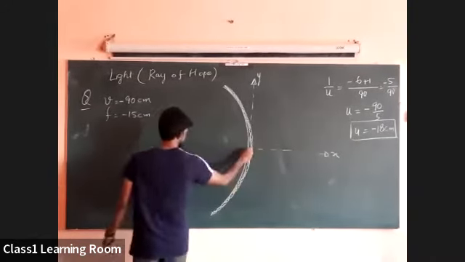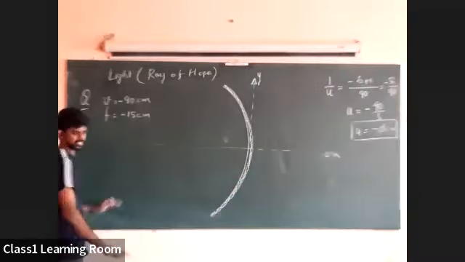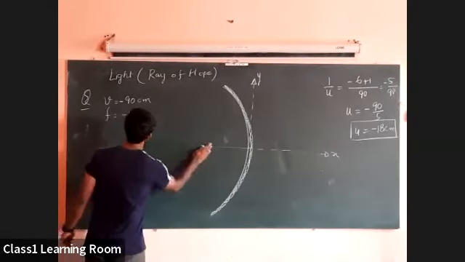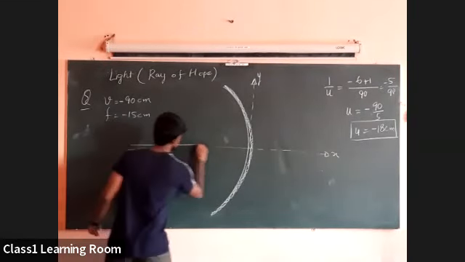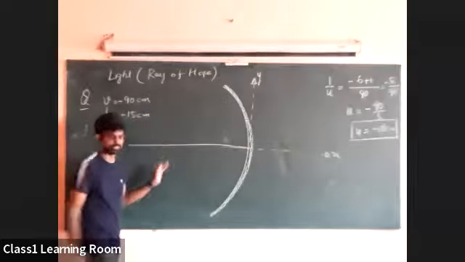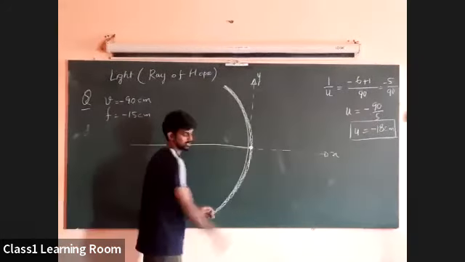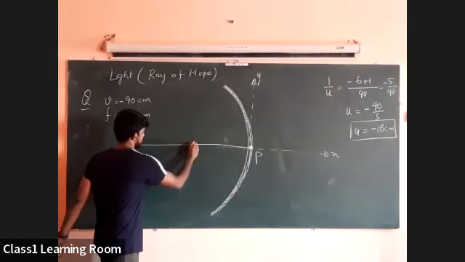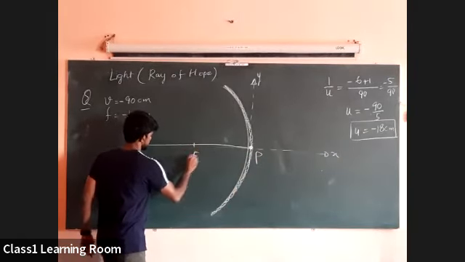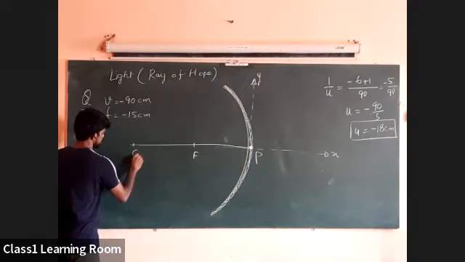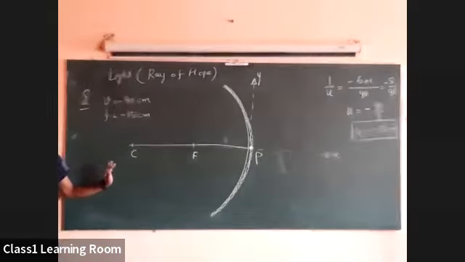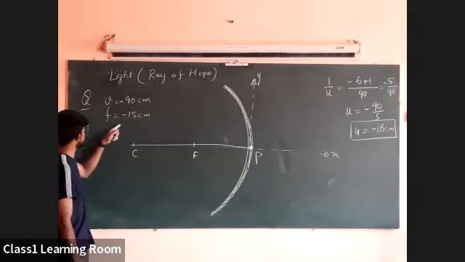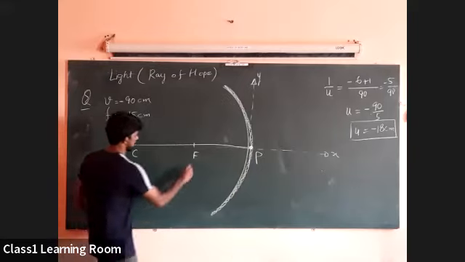Now let's draw the principal axis. Magnification we'll see. So this is your principal axis, let's say. And this is what point? Pole. Let's write F here, focus, and this is our C, center of curvature. Any problem? Okay. So F is minus 15.